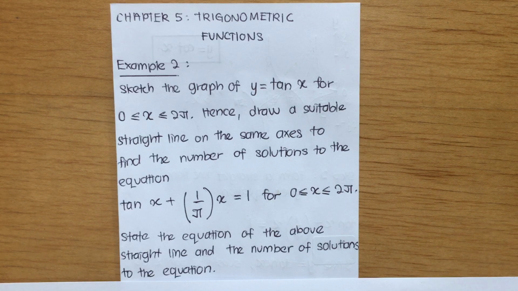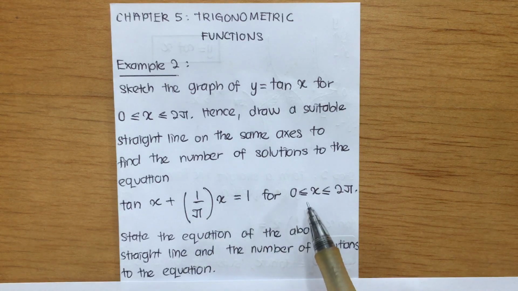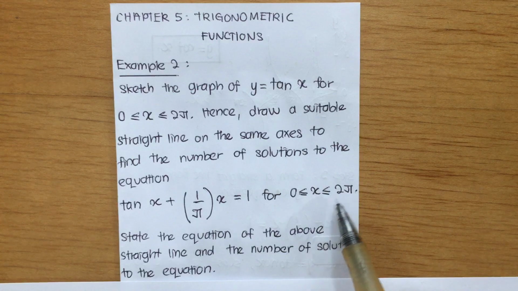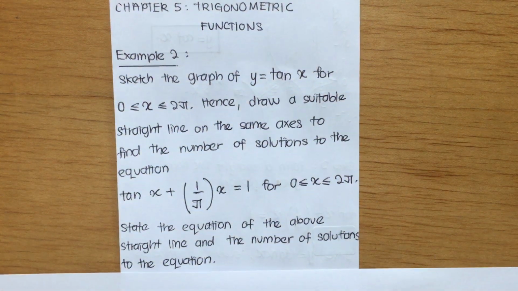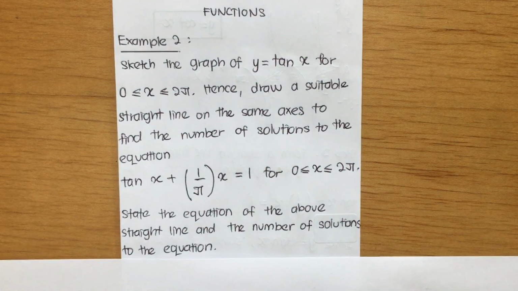Sketch the graph of y equals tangent x for 0 less than or equal to x less than or equal to 2 pi. So this is the range. Hence, draw a suitable straight line on the same axis to find the number of solutions to the equation tangent x plus 1 over pi x equals 1 for 0 less than or equal to x less than or equal to 2 pi. State the equation of the above straight line and the number of solutions to the equation.